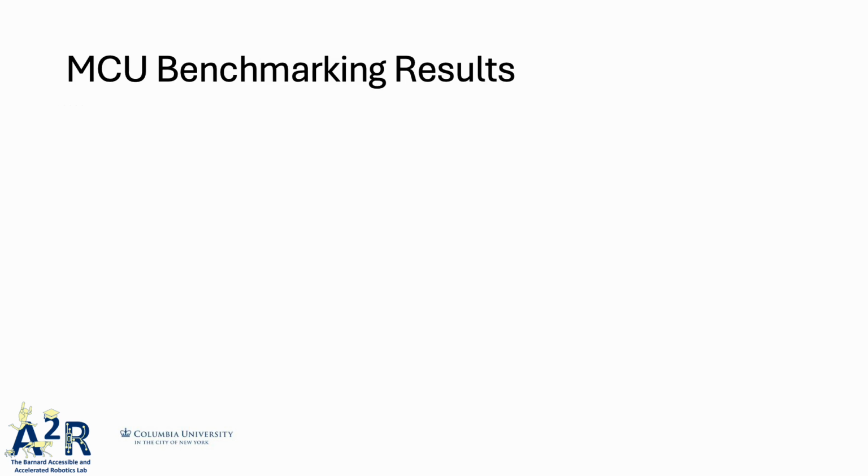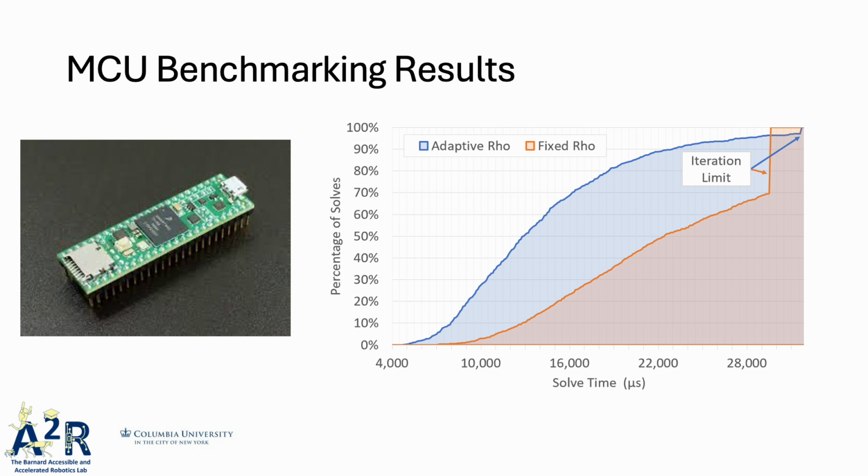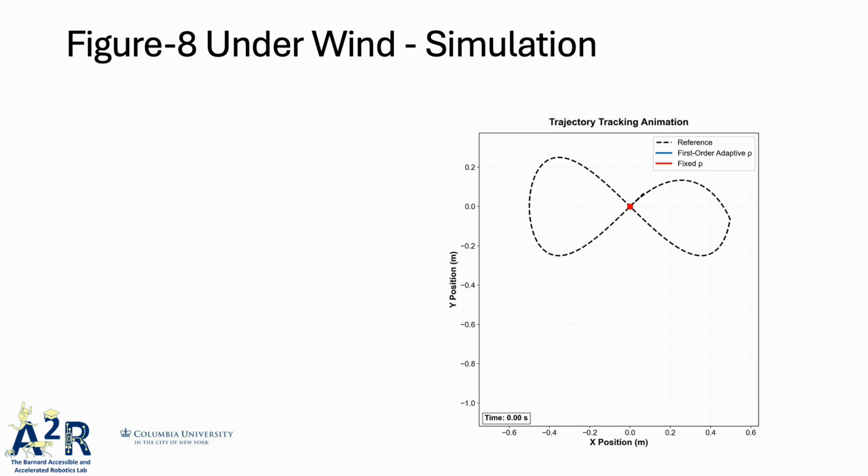Next, we test our approach on a physical microcontroller. Our adaptive approach solves 98% of the problems in under 500 iteration limit, as compared to only 78% for the fixed approach. For our most challenging test, we evaluated performance on a figure-8 trajectory under wind.